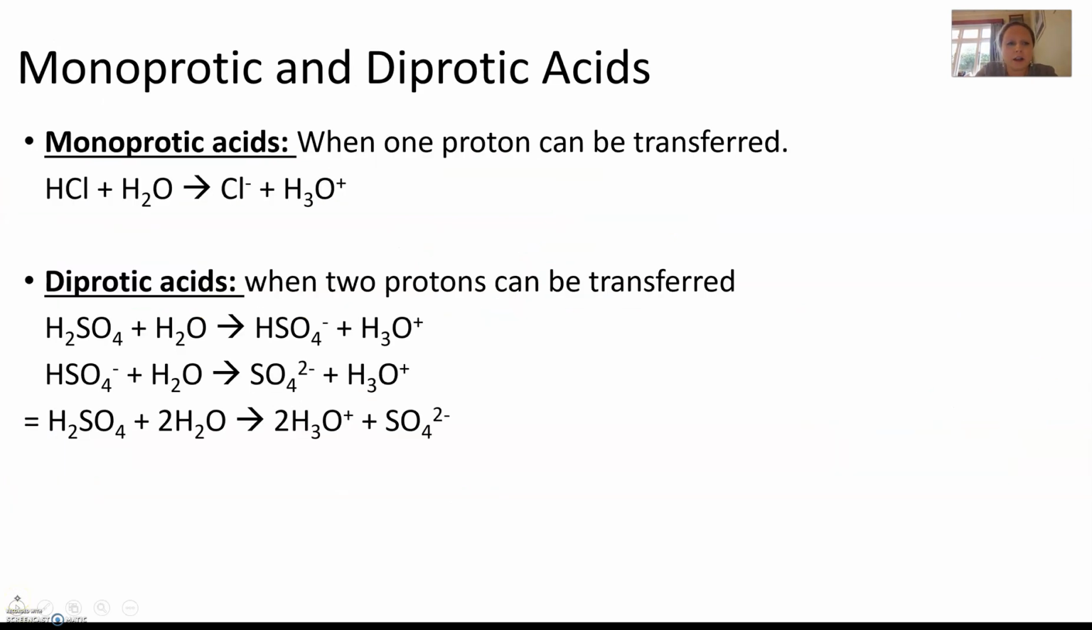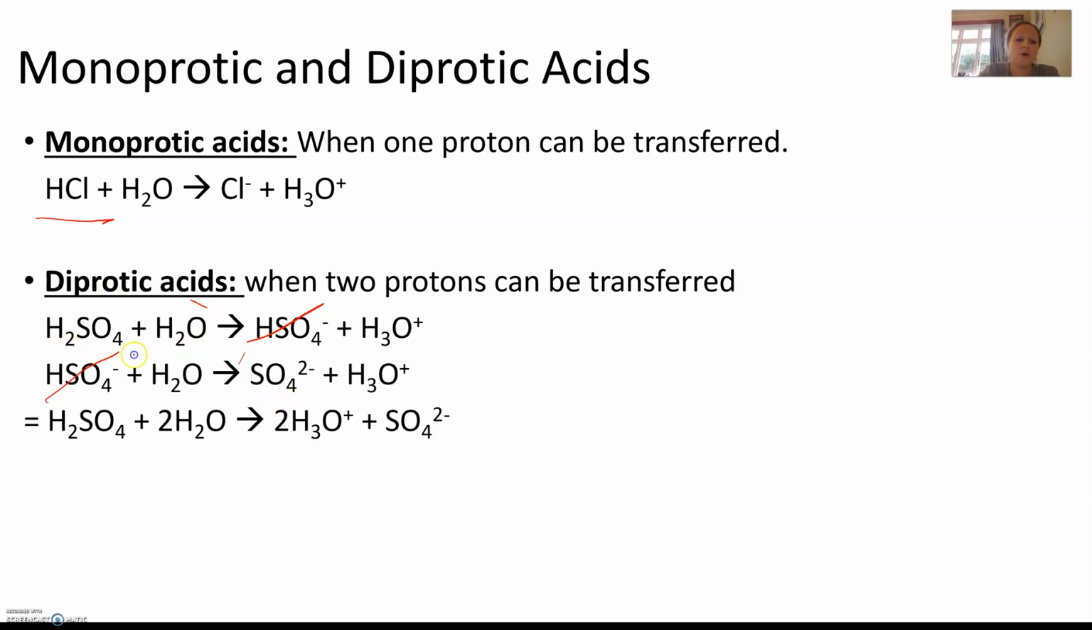Okay, monoprotic versus diprotic. This is nice and straightforward. You've seen this before. Monoprotic means one proton gets donated. Diprotic means two. So if you look here, sulfuric acid, when it reacts, actually undergoes two steps, but this is the intermediate step, and so it's never included. People just jump straight from sulfuric acid to sulfate here.